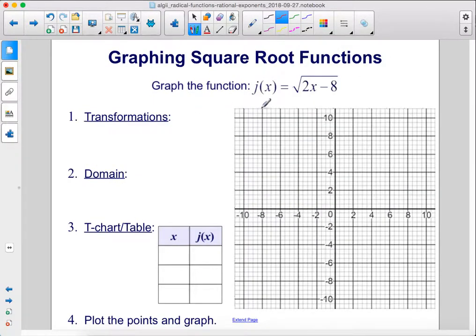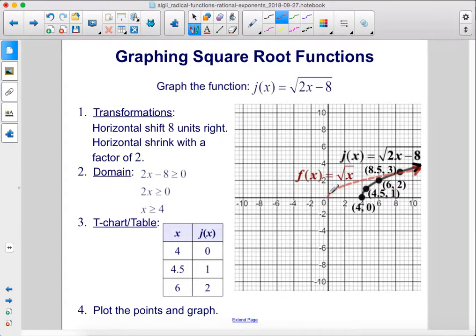Let's graph the function j of x equals the square root of 2x minus 8. The transformations from the parent function will be a horizontal shift 8 units to the right and a horizontal shrink with a factor of 2. If we solve for the domain, we see that x has to be greater than or equal to 4. And we can pick some points, and we see this is our new graph right here. So we've shifted over to the right horizontally, and we have shrunk with a factor of 2.